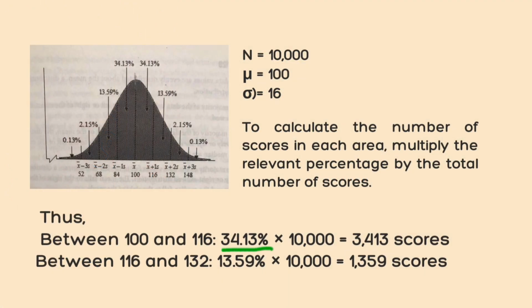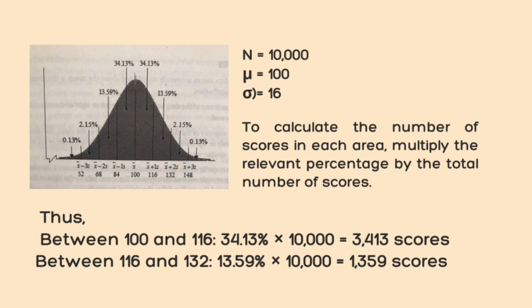The number 34.13% represents the percentage of data falling within one standard deviation from the mean in a normal distribution. This percentage is derived from the empirical rule, which states that approximately 68% of the data falls within one standard deviation from the mean. So 34.13% represents the portion of the distribution that falls between the mean and 116. That's why we multiplied it to our population size, which is 10,000, and came up with 3,413.